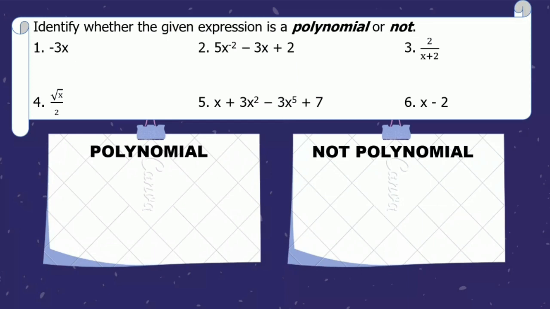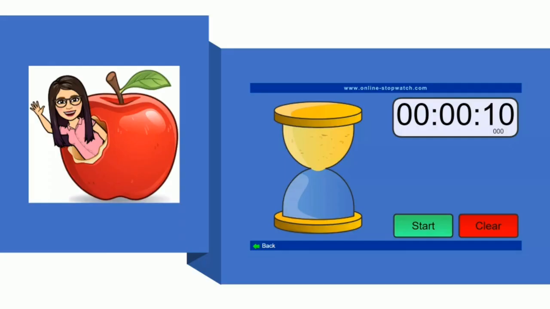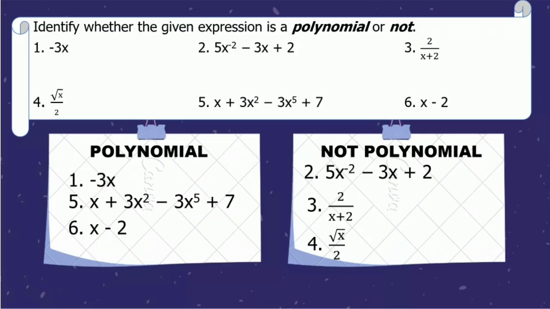Before we continue, let's see if you can still remember what a polynomial is. Given the expression, you're going to identify if it is a polynomial or not. I will give you 10 seconds. Are you ready? 10, 9, 8, 7, 6, 5, 4, 3, 2, 1. Okay, let's see if you can still remember what a polynomial is.